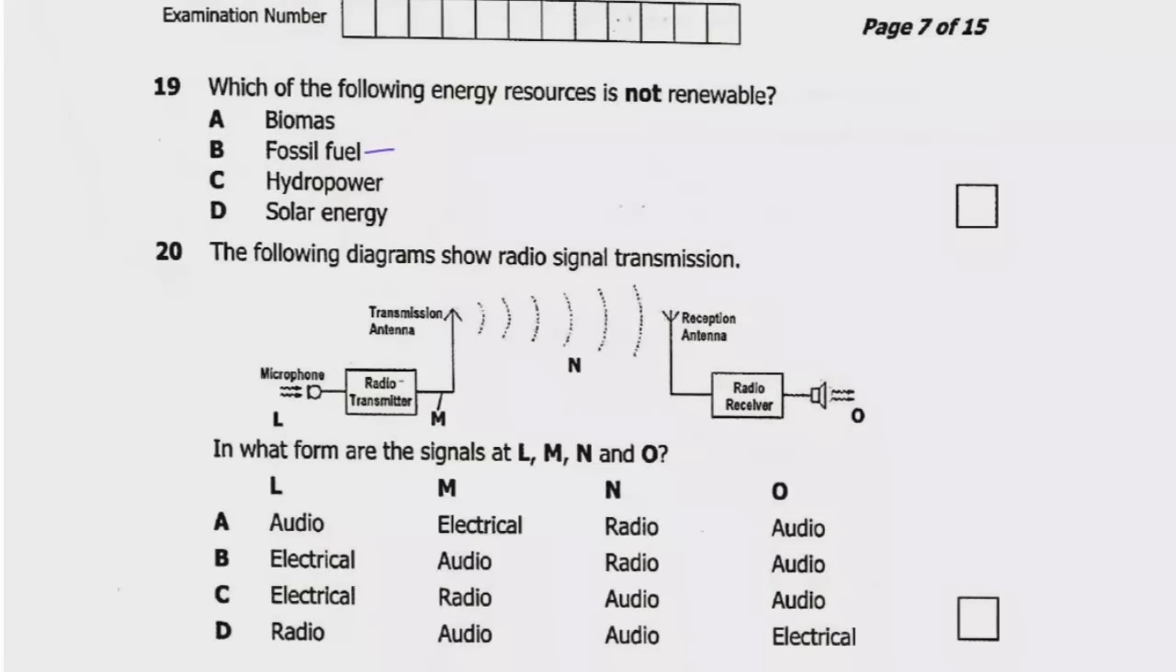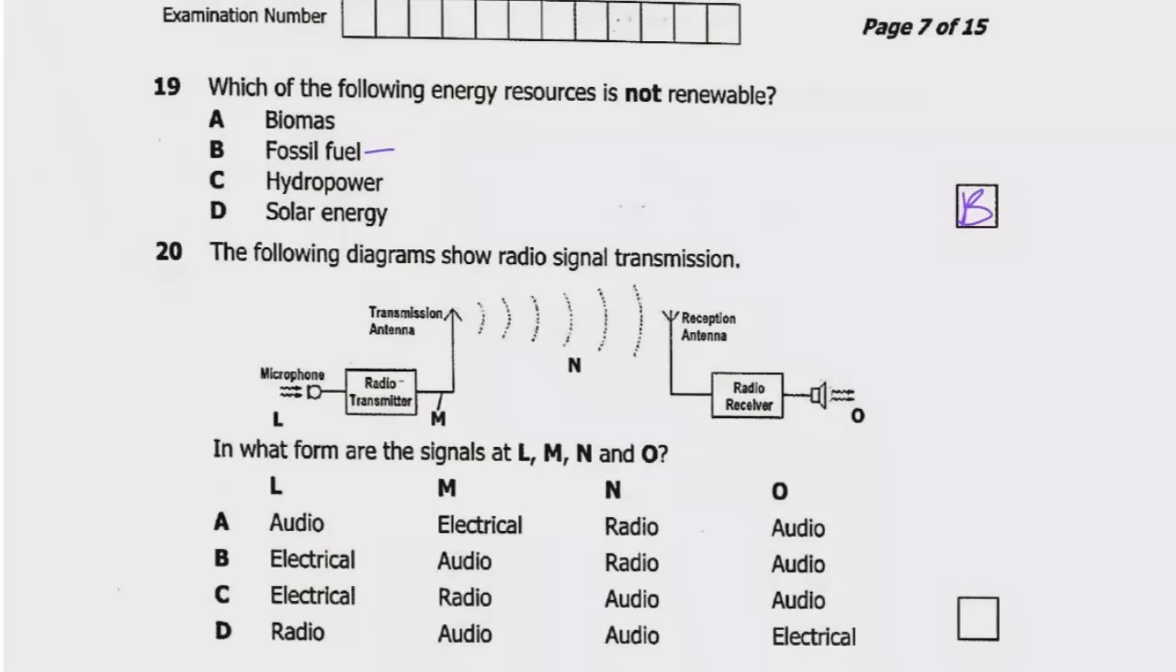However, before we choose B, let's talk about biomass. Biomass is similar to fossil fuel. If you're not careful, you may even go for biomass. However, biomass can be attained within the lifespan of a human being. In our lifespan, we can renew biomass. So that means B is the correct answer, it is not renewable. Even though it's similar to biomass, fossil fuel is the one that is not renewable.